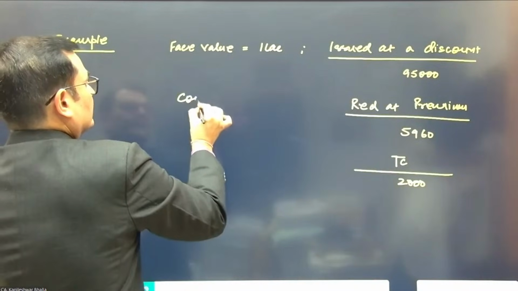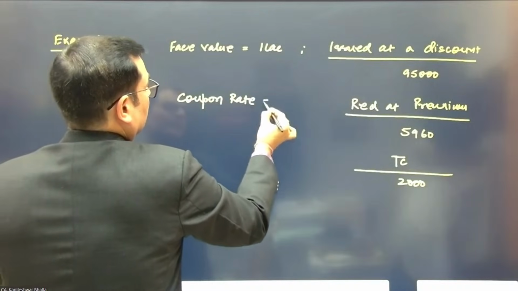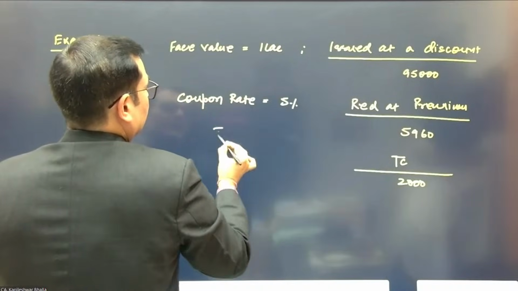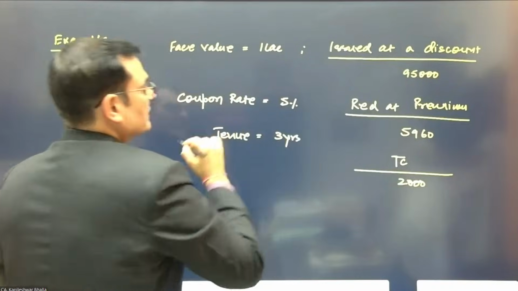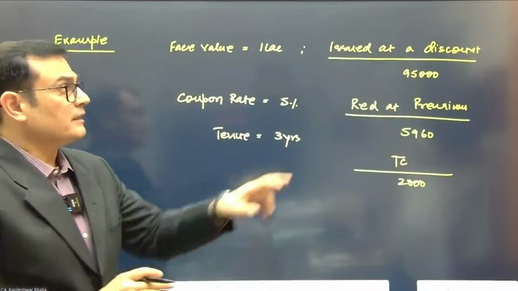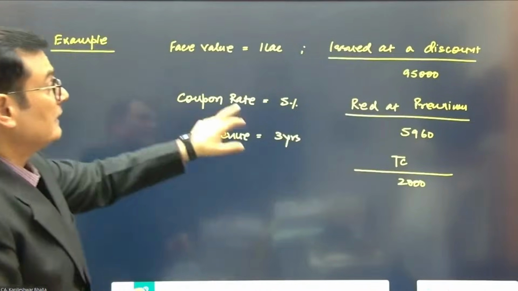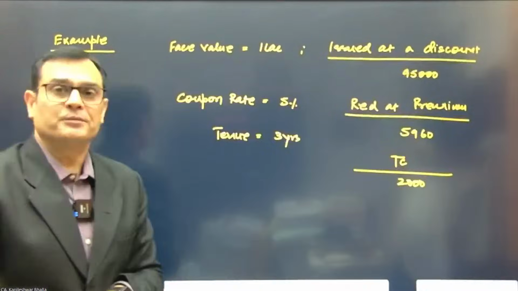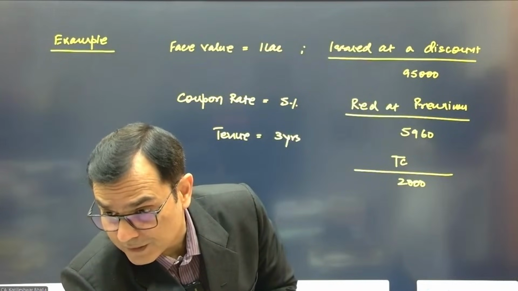The coupon rate decided on the deal is 5%, and the tenure is 3 years. This is the basic deal which I've given you. There is a discount on issue, there is a premium on redemption, there is a TC, and there is a face value and coupon rate. So I think that's what the deal is. Now let's start working on this.